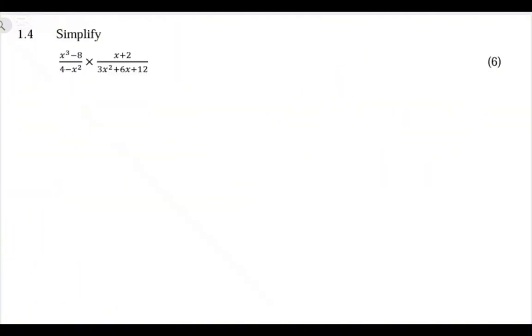So the last question of question 1 is this one. It's 1.4. This is simplify, which is worth 6 marks. Guys, here you need to be very, very careful whenever you're dealing with this. If you pay close attention to the first one, to our numerator, we have a difference of cubes there. How do we deal with a difference of cubes? If you don't understand how to deal with this one, please check out our videos.